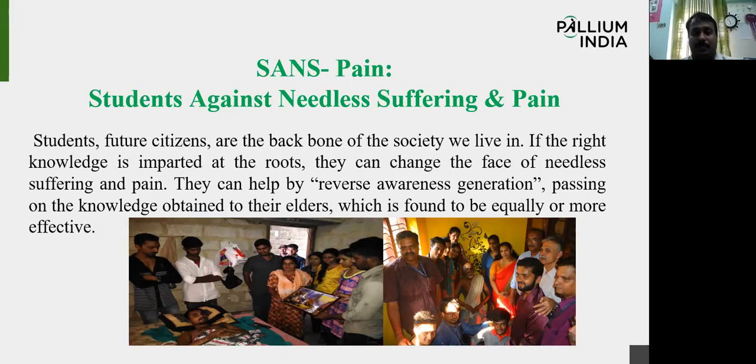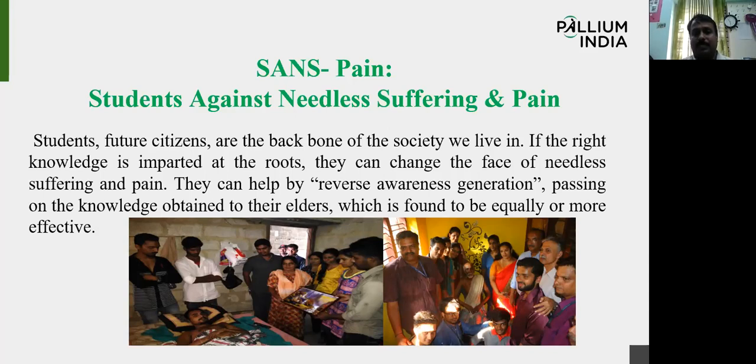We will be involving the youth or the student volunteers in our palliative care activities. Students, future citizens, are the backbone of the society we live in. If the right knowledge is imparted at the roots, they can change the face of needless suffering and pain.